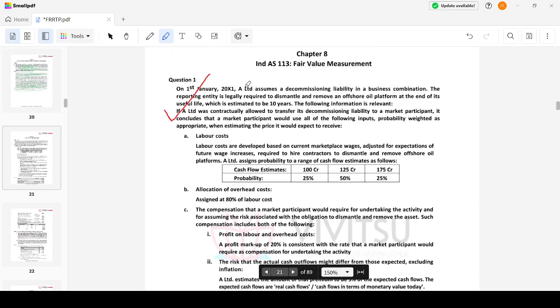On 1st January 20x1, A assumes a decommissioning liability in a business combination. The reporting entity is legally required to dismantle and remove an offshore oil platform at the end of its useful life, which is estimated to be 10 years. The following information is relevant.